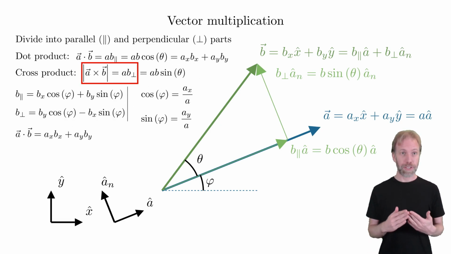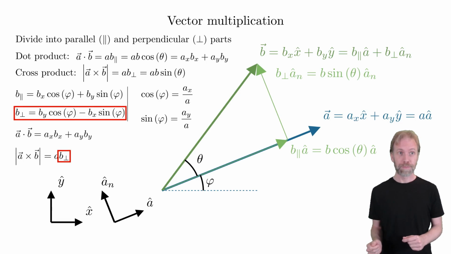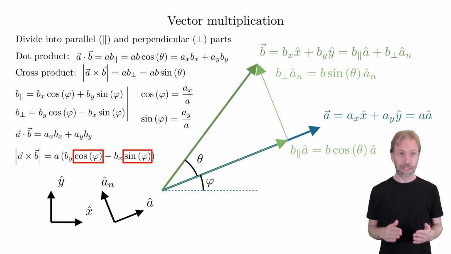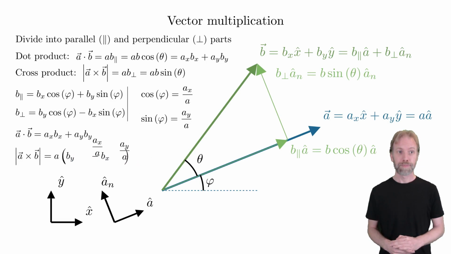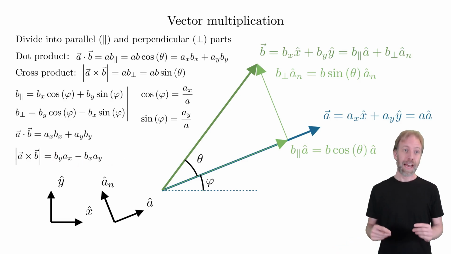Let's do the same for the cross product. Insert the expression for b perpendicular. Insert the expression for cosine phi and sine phi. A will cancel. And the final expression for the length of the cross product becomes ax times by minus ay times bx.